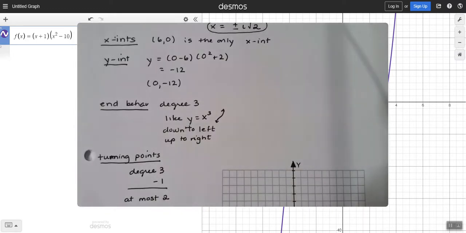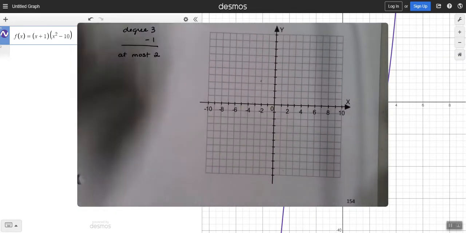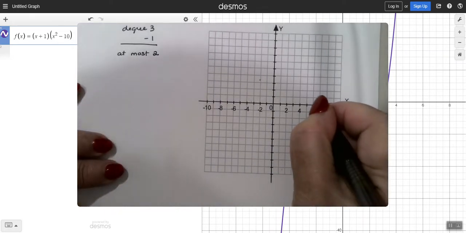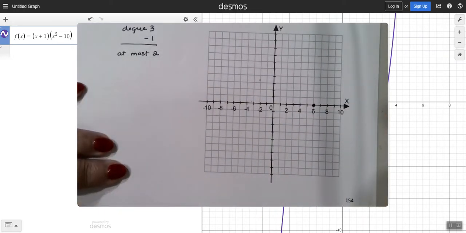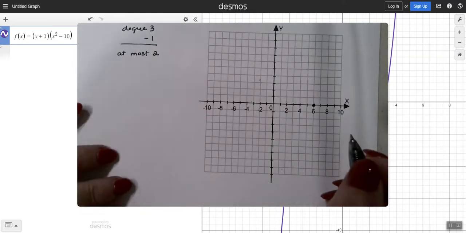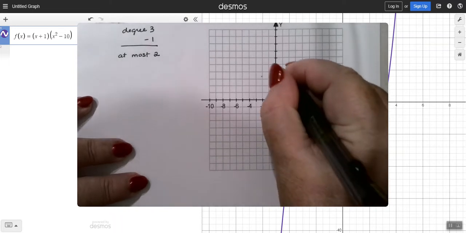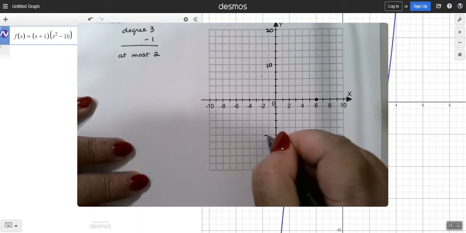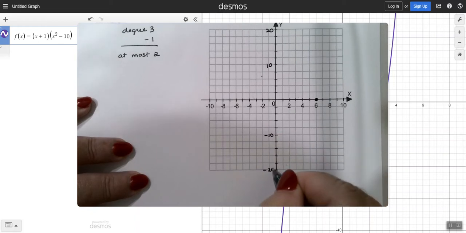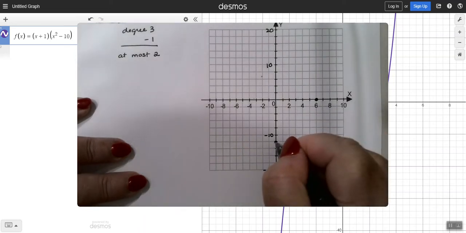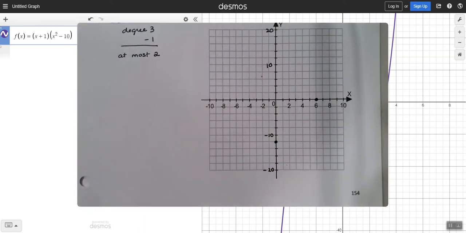All right, let's see what happens here. Got all my analysis done. My only x-intercept is at 6, 0. My only y-intercept is 0, negative 12. And I'm going to go ahead and assume I can count by 2's again. I hope that'll work out for me here. 2, 4, 6, 8, 10, 20, negative 2, 4, 6, 8, 10, and negative 20. So my y-intercept was 0, negative 12. And that's all I got this time, right?